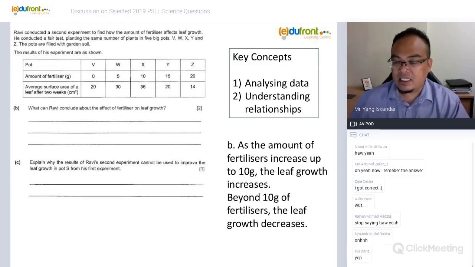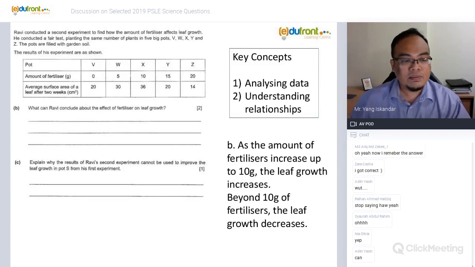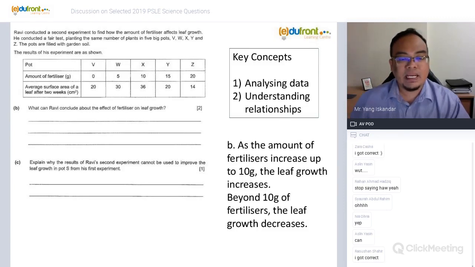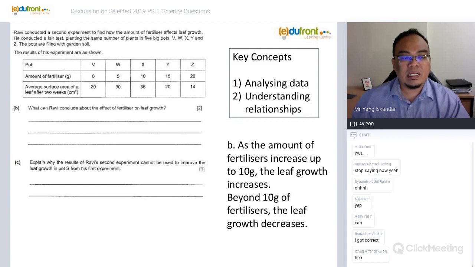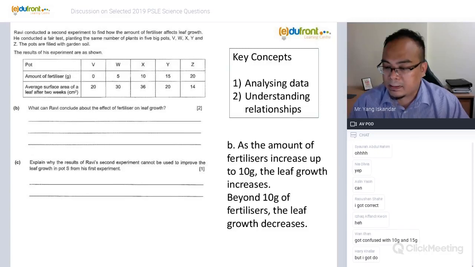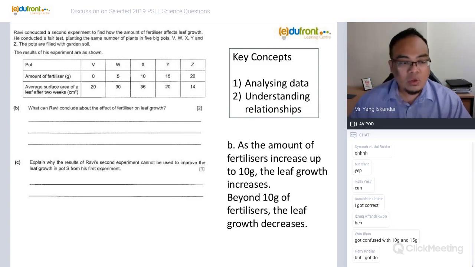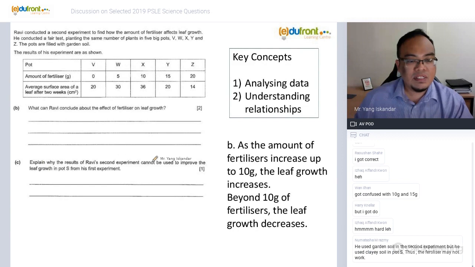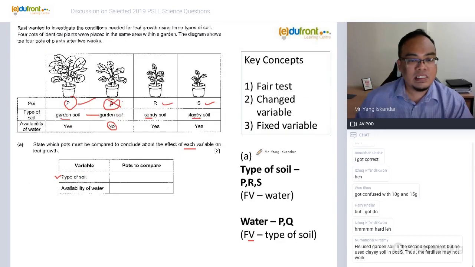Now, what about part C? Let's take a look at part C. Explain why the results of Ravi's second experiment cannot be used to improve the leaf growth in pot S from his first experiment. Now, can I answer this part C? They ask you why the results of Ravi's experiment cannot be used to improve the leaf growth in pot S from the first experiment. Let's take a look at the first experiment. I'll go back to my slides. So this is the first experiment.